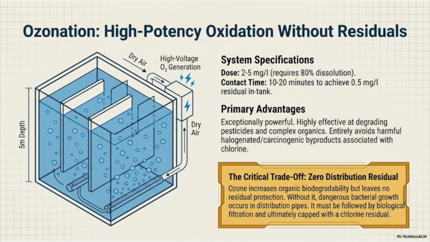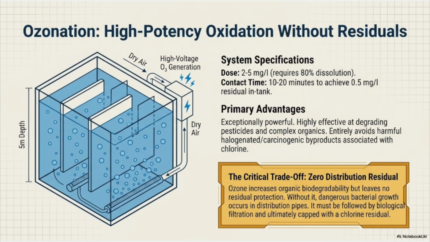Moving to another powerful chemical oxidant, we come to ozonation, which offers high potency oxidation without residuals. The typical dose used is 2 to 5 milligrams per liter, requiring 80% dissolution with a contact time of 10 to 20 minutes to achieve a 0.5 milligram per liter residual in tank. The primary advantages of ozone are that it is exceptionally powerful, highly effective at degrading pesticides and complex organics, and it entirely avoids the harmful halogenated and carcinogenic byproducts associated with chlorine.